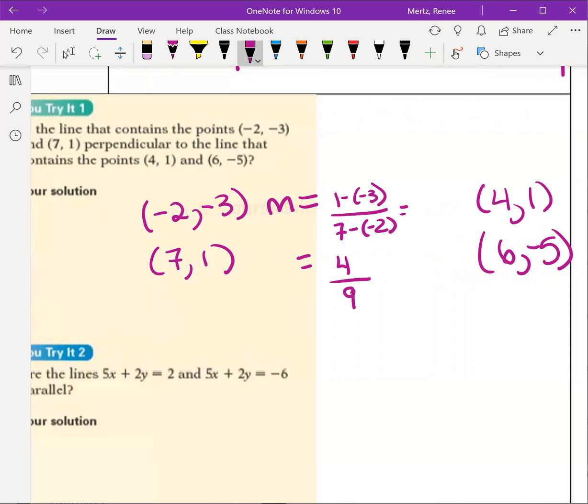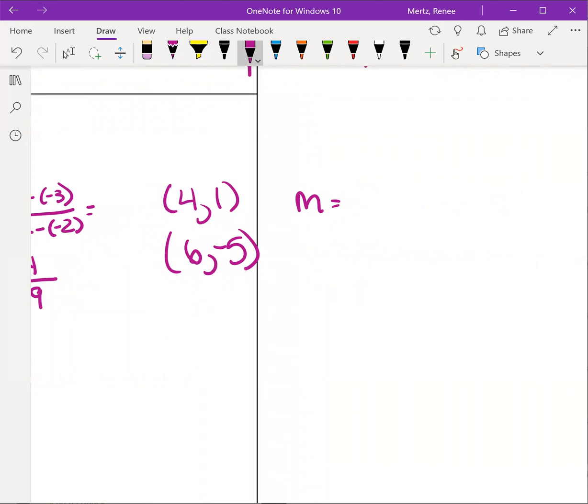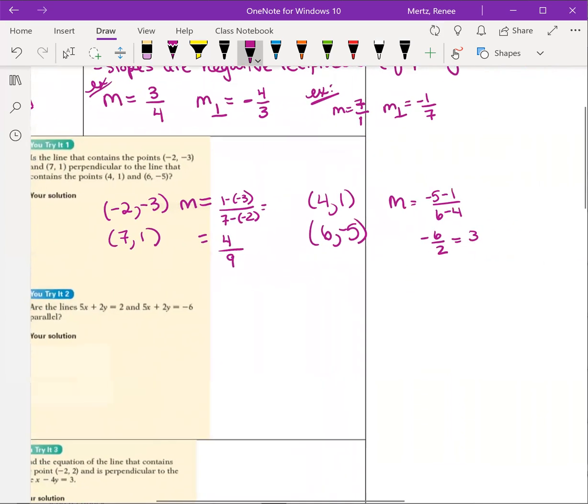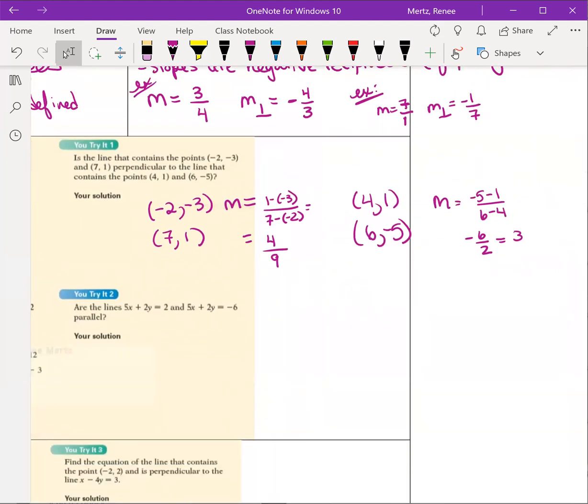So I have 4/9 for the first one, and -6/2 for the next one. If I flip and negate these, they look nothing alike. So are they perpendicular? They're not parallel and they're not perpendicular. So no, the lines are not perpendicular.